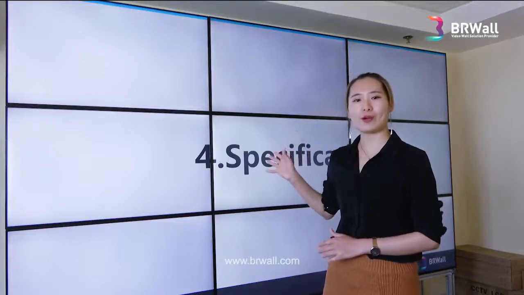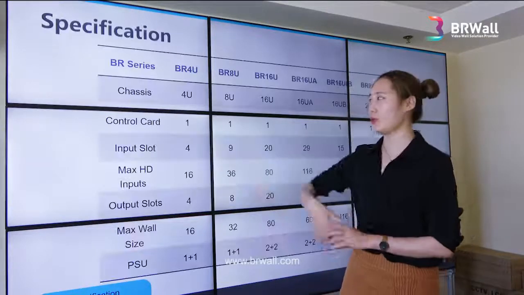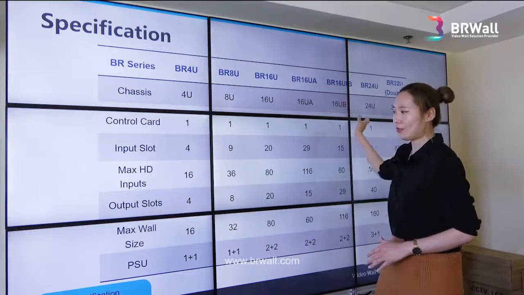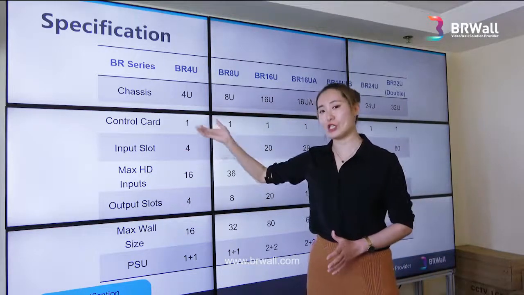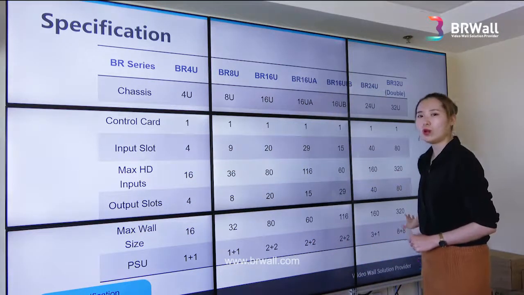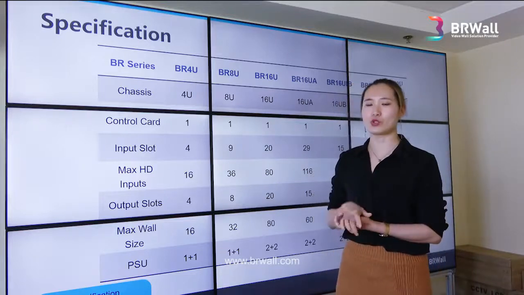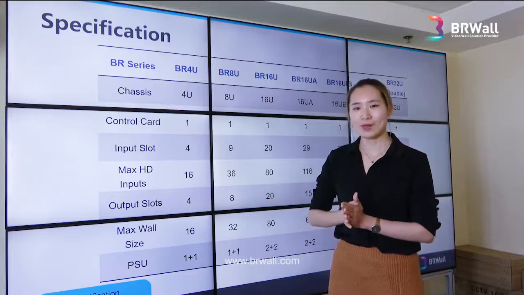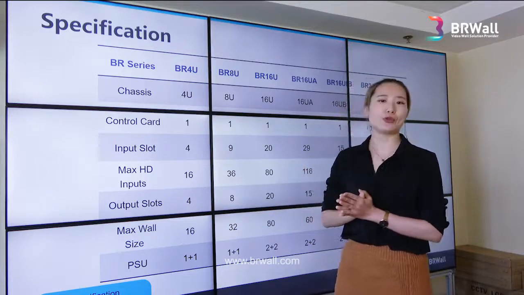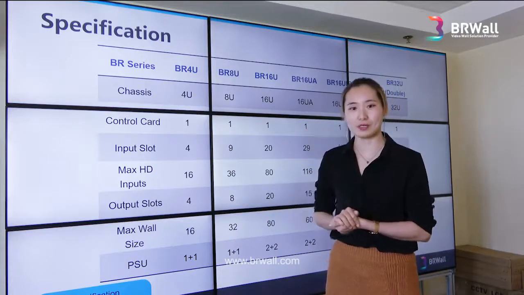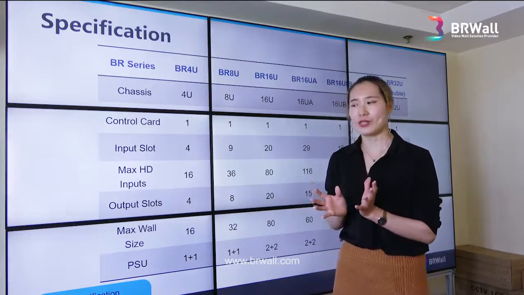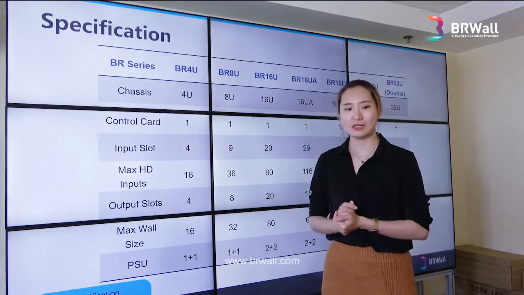Let's see the first part, which is the specification. Our video controller supports 4U, 8U, 16U, 24U, up to 32U. For input and output, Full HD can support from 16 up to 320. And the output can support 320 displays with one single device. As I know, the largest LCD video wall project has around 600 LCD displays. So this video controller can cover 90%, I think 98%, of projects.